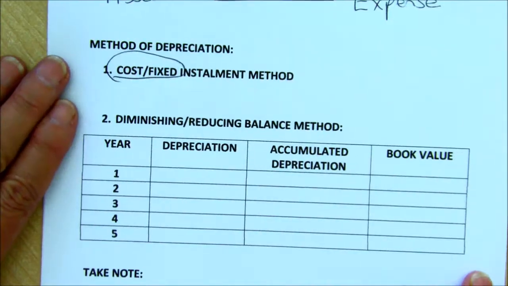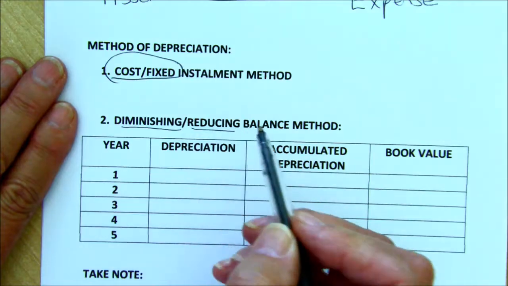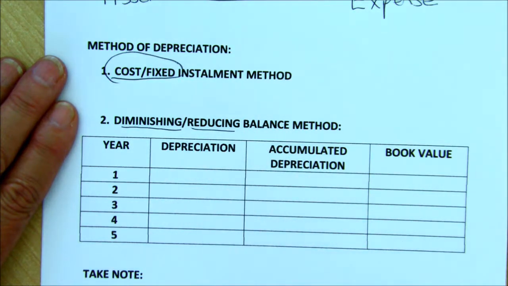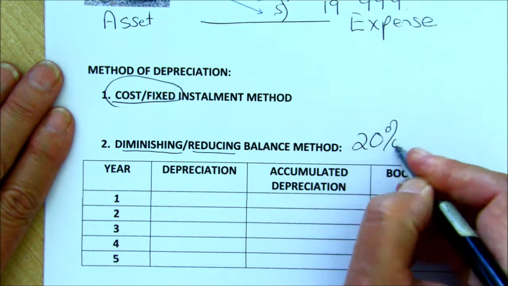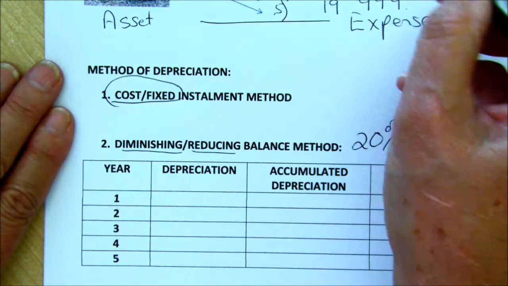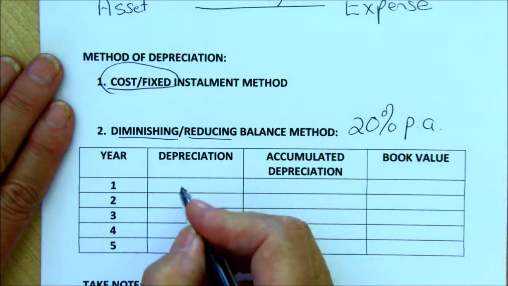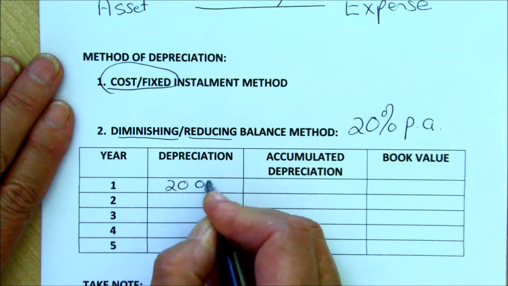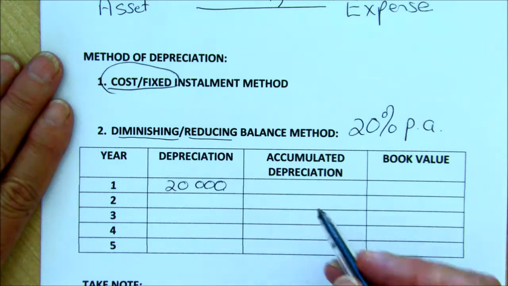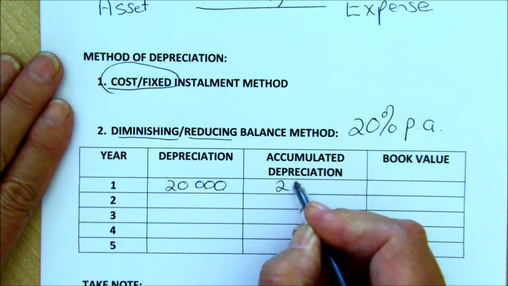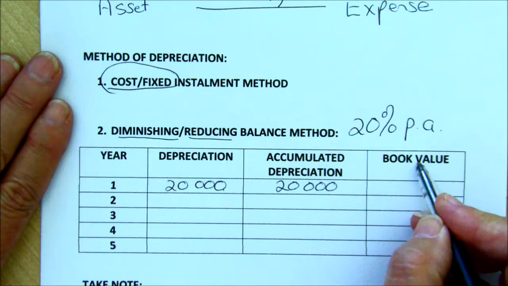The other method is we use the diminishing balance, and as the word says, diminishing or reducing, the value of the asset goes down. So if we say the same thing, let's say we're going 20% per annum, so we're using the same principle as what we did in the cost method, and we're reducing that same asset. In the first year we'd still write off 20,000. The accumulated, the total depreciation from the day you bought it till now would still be 20,000 because you've only had 1 year.